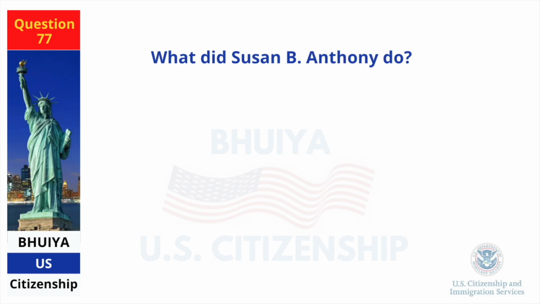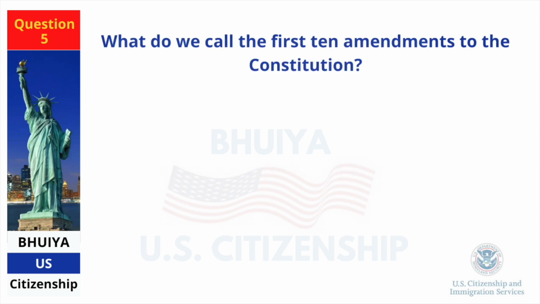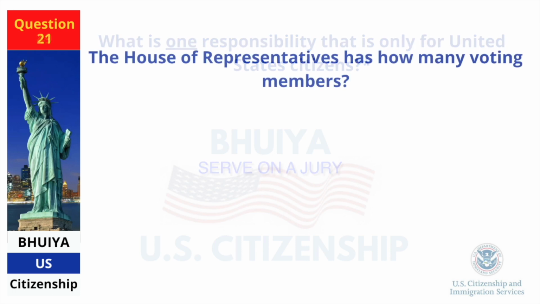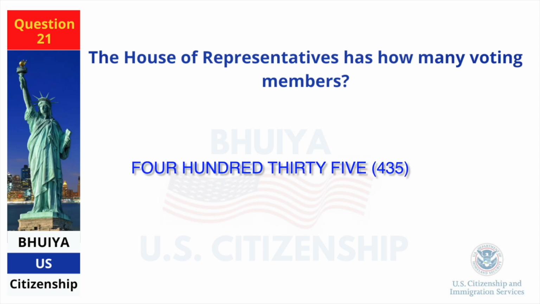What did Susan B. Anthony do? Fought for women's rights. What do we call the first 10 amendments to the Constitution? The Bill of Rights. What is one responsibility that is only for United States citizens? Serve on a jury. The House of Representatives has how many voting members? 435.